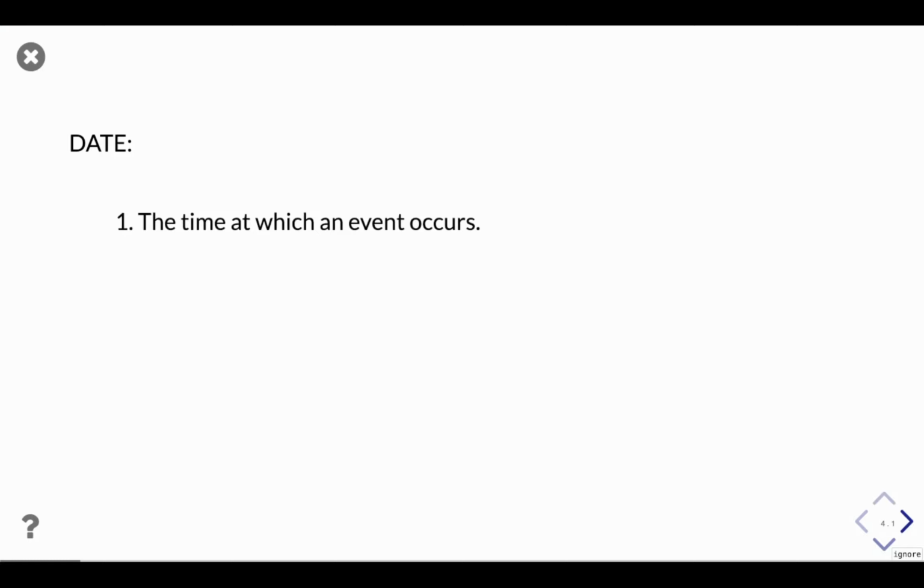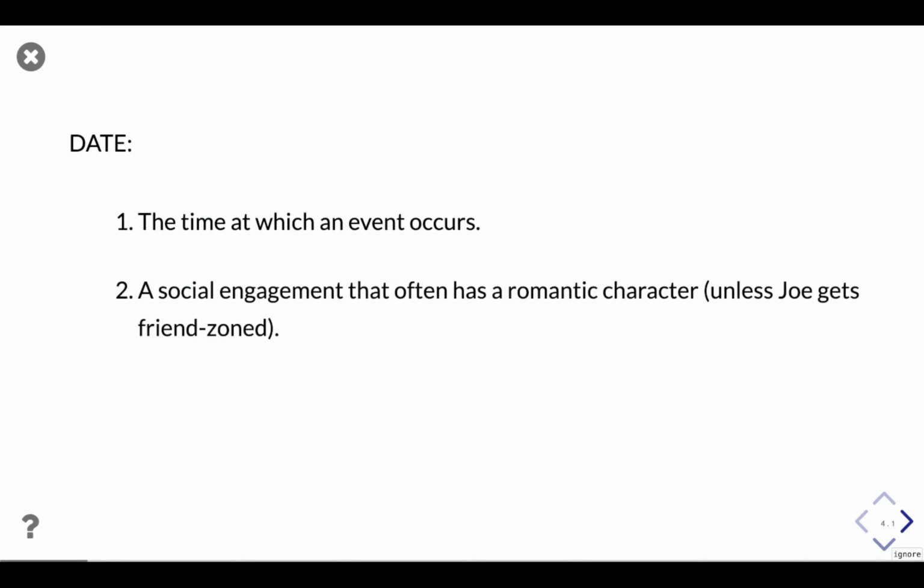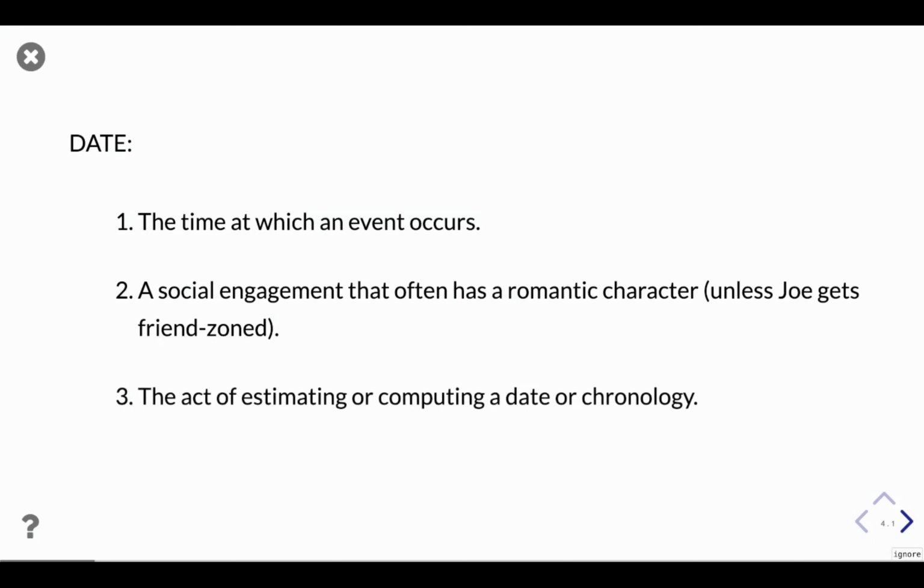If you're saying Joe took Laura on a date, then it means a social engagement that often has a romantic character unless Joe gets friend-zoned. If you're saying I want to date a fossil, I want to believe you're not referring to a romantic social engagement, but to the act of estimating or computing a date or chronology. And if you look up the word, date is also the name of a fruit and has even more definitions.